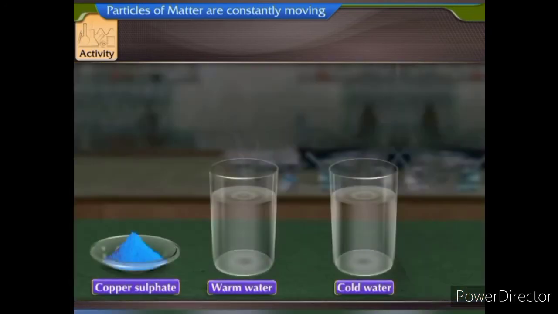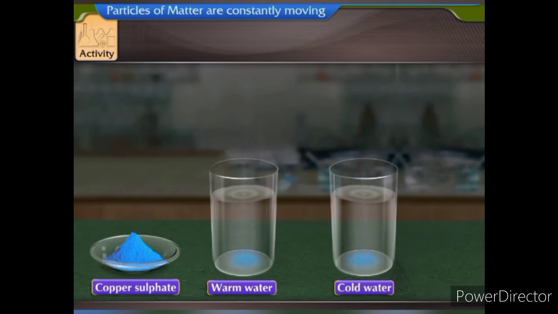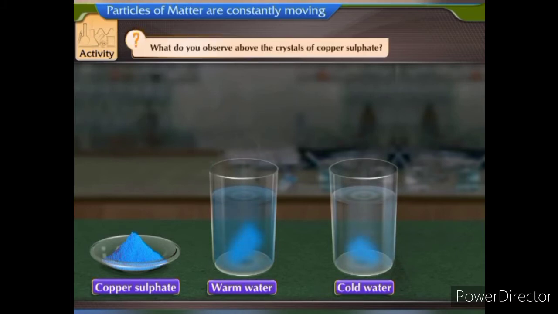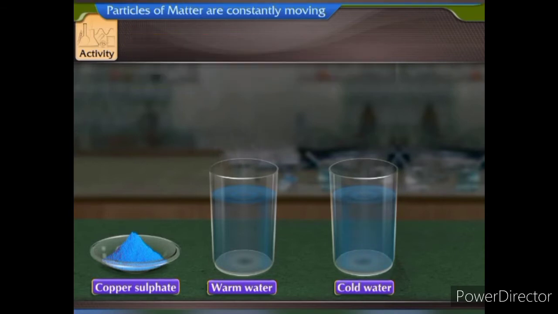Now try this activity. Add a crystal of copper sulfate into a glass of hot water and also to another glass containing cold water. Do not stir the solution. Allow crystals to settle at the bottom of the beaker. What do you observe above the crystals of copper sulfate? The clear water above the crystals is slowly becoming blue in color. This is due to diffusion of the copper sulfate crystals in water.